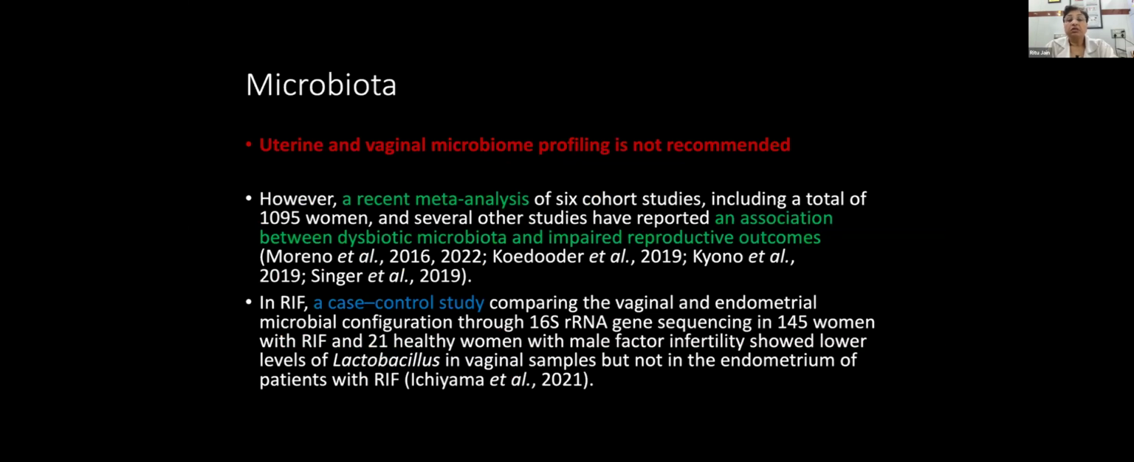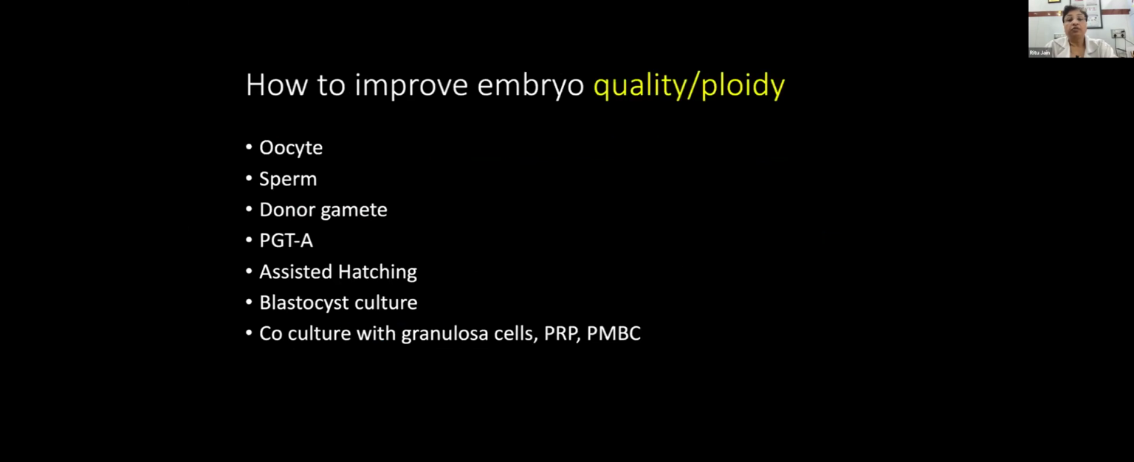Uterine dysbiosis definitely impairs reproductive outcomes. A large meta-analysis suggested that good microbiota is imperative for implantation, whereas another small case control study showed that it is the vaginal lactobacillus, not the endometrial lactobacillus, which is important. Then to improve the oocyte and sperm parameters, as lifestyle is very important, planning at the right age, which cannot be reversed, certain things which are stated can be done.